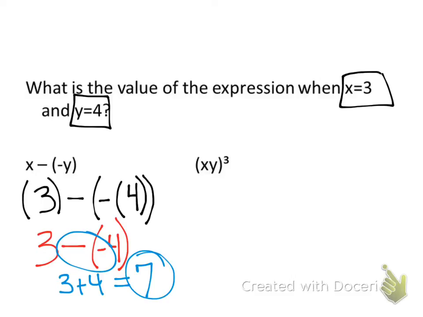Alright, on the next one, I have parentheses from the problem. I'm substituting in for an x and I'm substituting in for a y, so I'm going to use parentheses there too. Instead of x, what am I going to write? And instead of y, what am I going to write? 4, and that's all to the 3rd power.